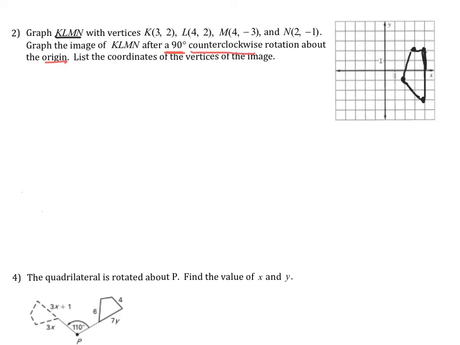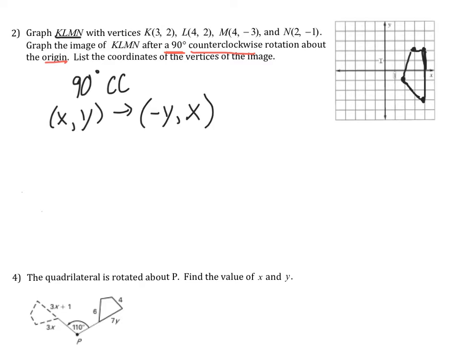So first thing I want to remember is what's my rule for rotation of 90 degrees counterclockwise. If my original coordinate is (x, y), what's going to happen to it, we already figured out these rules earlier, is it's going to become (-y, x).